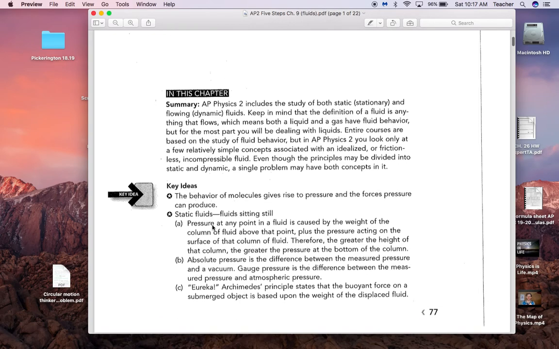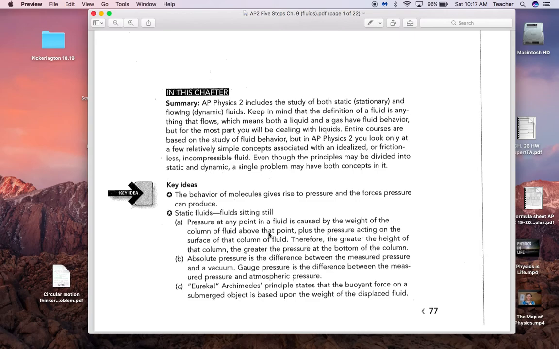Essentially, in static fluids, pressure at any point is caused by the weight of the column of fluid above it. And fluids can be gases or liquids. So for example, if you're at the surface of a liquid, that's just the atmospheric pressure, and that's about 100,000 pascals. Now, the density of the atmosphere changes at different elevations, so we normally will take that as being 100,000 pascals at sea level.